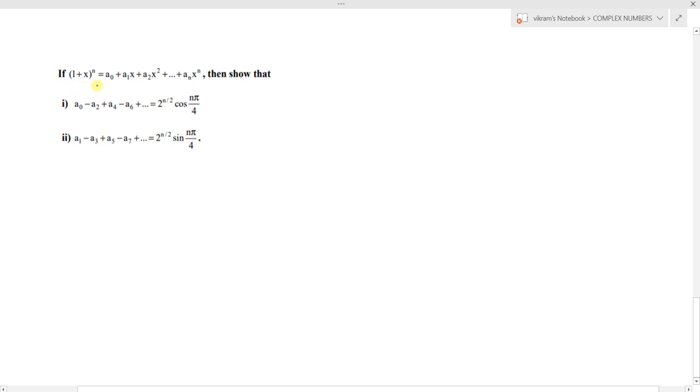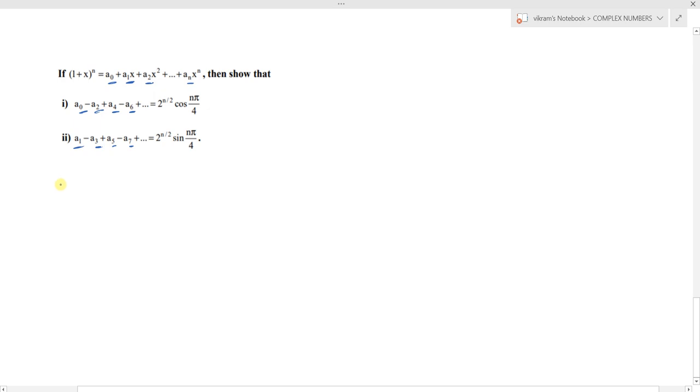So here the question is: if (1 plus x) whole power n equals a series, which he has given as a0 plus a1 into x plus a2 into x square and so on up to an into x power n, then show that a0 minus a2 plus a4 minus a6 and so on. Here a0, a1, a2, an are the coefficients of the x powers in the series. In the first one he has given a0, a2, the even coefficients, with alternating signs. Similarly, the second problem has a1, a3, a5, a7, the odd coefficients, with alternating signs. So what makes the alternating sign?